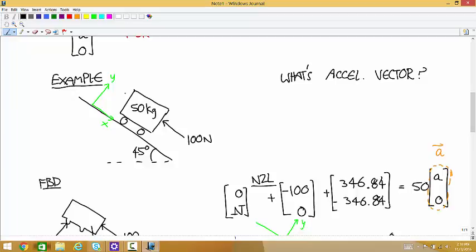We know that the acceleration's this way. If the velocity was this way, it would be slowing down. And if the velocity is this way, it would be speeding up. Any questions about that?